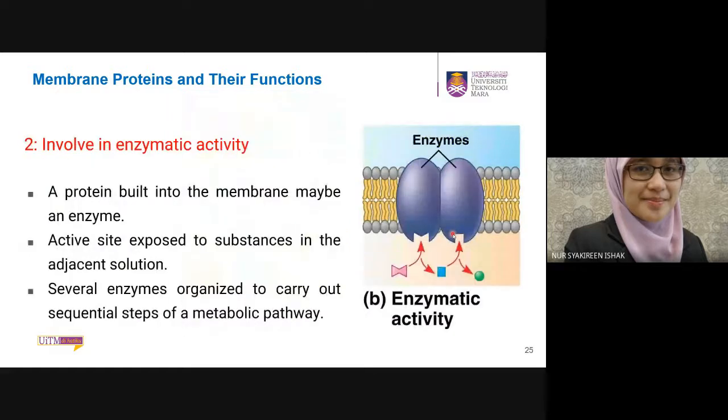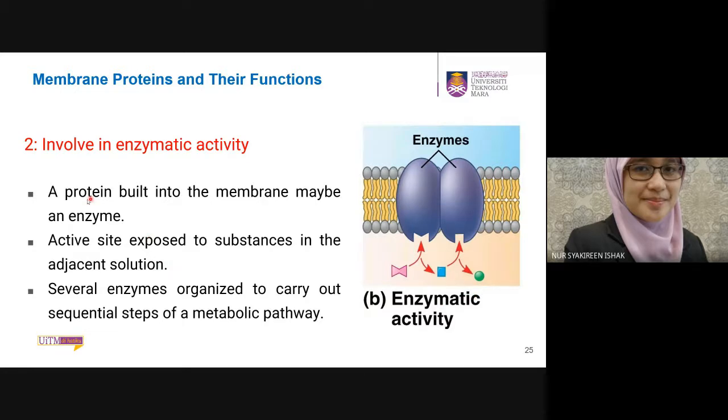So the next one here is involved in enzymatic activity. Again, for this protein that functions as an enzyme, the active site must face the cytoplasmic side inside the cell, because the reaction obviously has to occur inside the cell. It cannot happen outside. So please take note that the active site will face the cytoplasmic side to catalyze the reaction inside the cell.